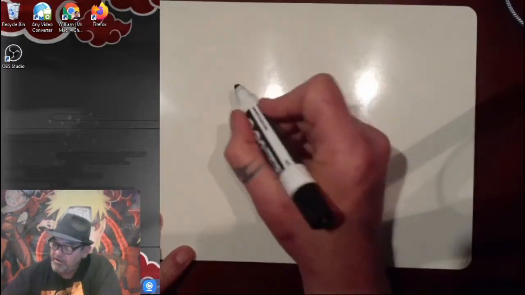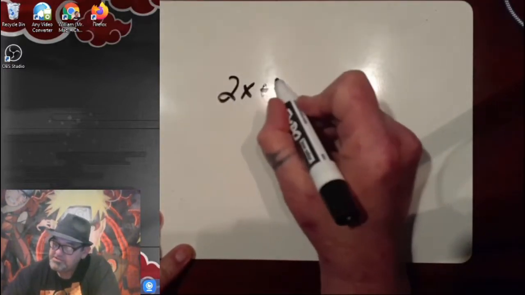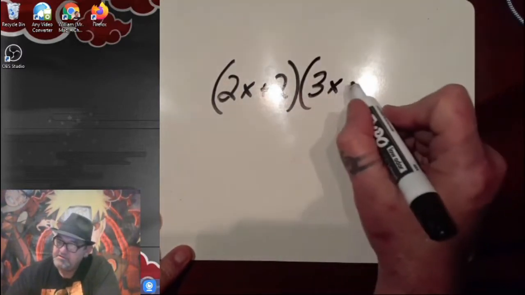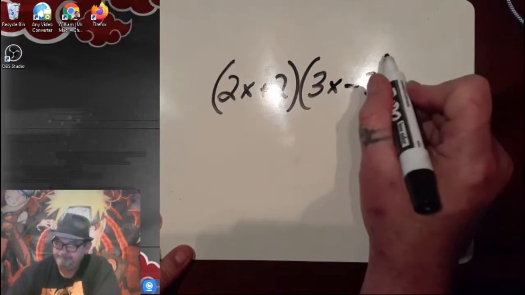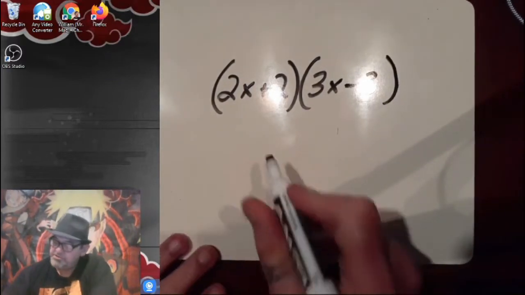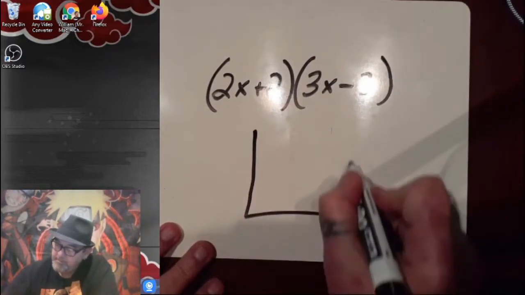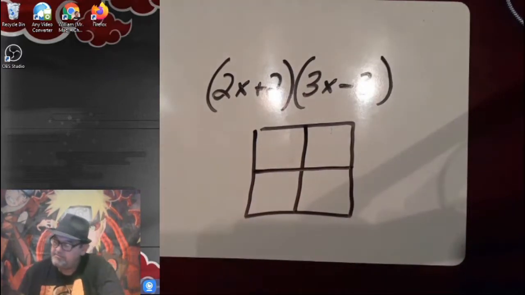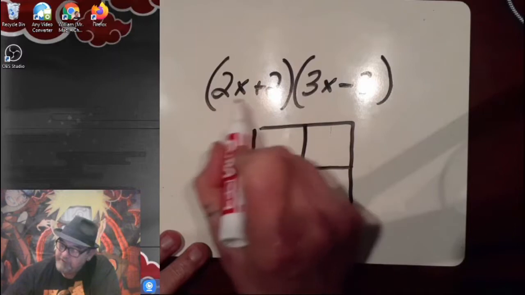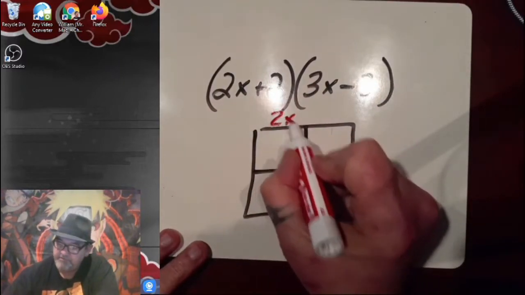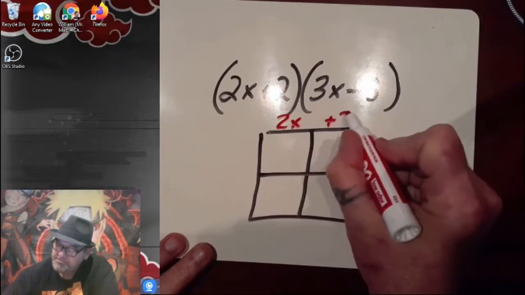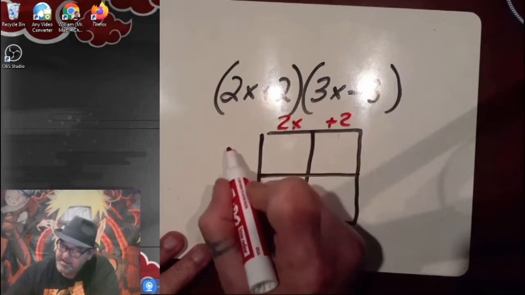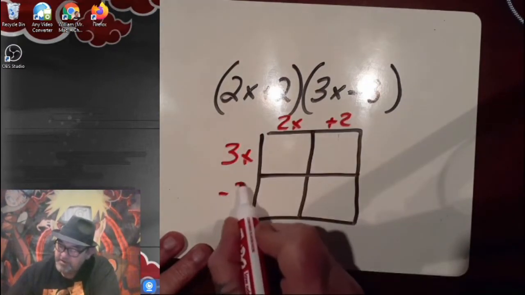Let's go with 2x plus 2, and we'll say 3x minus 3. All right, let's do the same thing. We're just going to make a grid that is 2 by 2, and on top we're going to put our first binomial, so 2x above this column, and then the positive 2 above this column. And then the second binomial is going to go in these rows. So 3x and then negative 3.